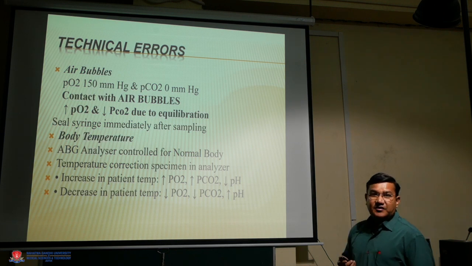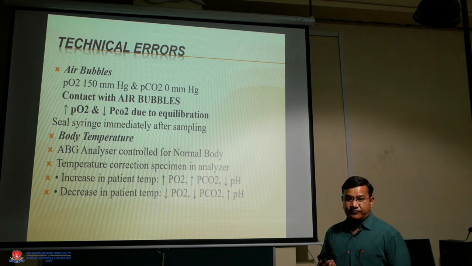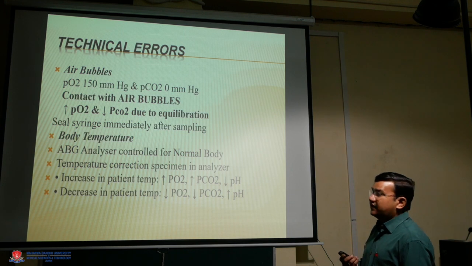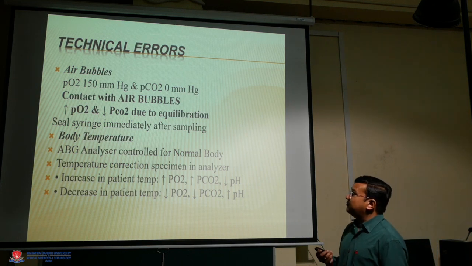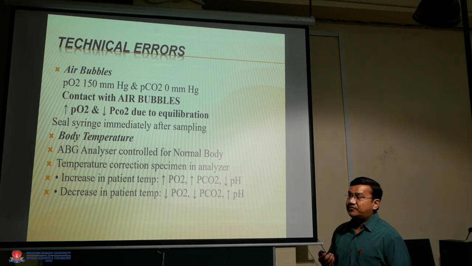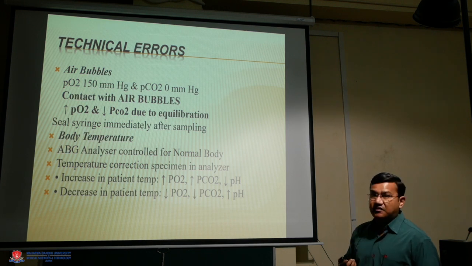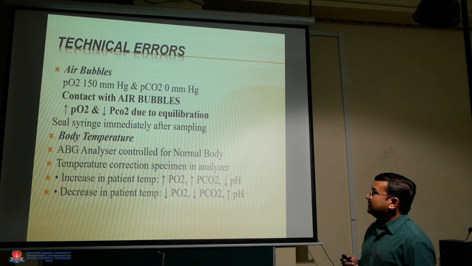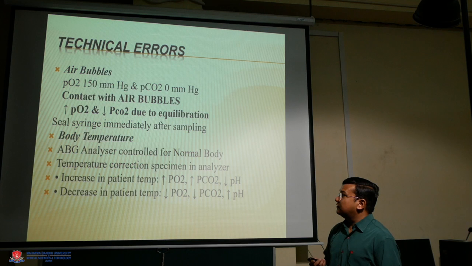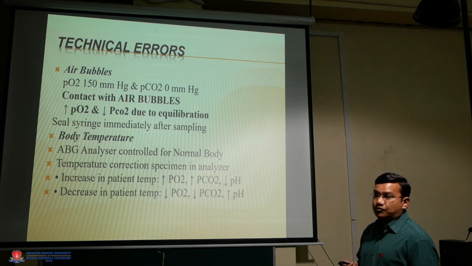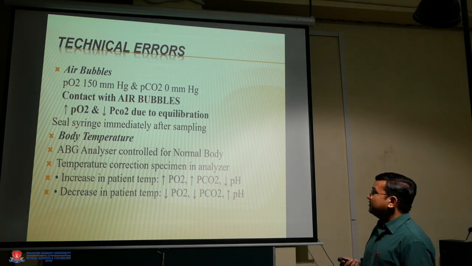Now if an air bubble is present in the syringe at the time of withdrawal of blood, it can alter the ABG readings also. In the environment, PO2 is 150 mm of Hg and PCO2 is 0 mm of Hg. So contact with an air bubble will try to equilibrate the PO2 and PCO2. The PO2 will increase and PCO2 will decrease due to equilibration. We also have to seal the syringe immediately after sampling of the blood.